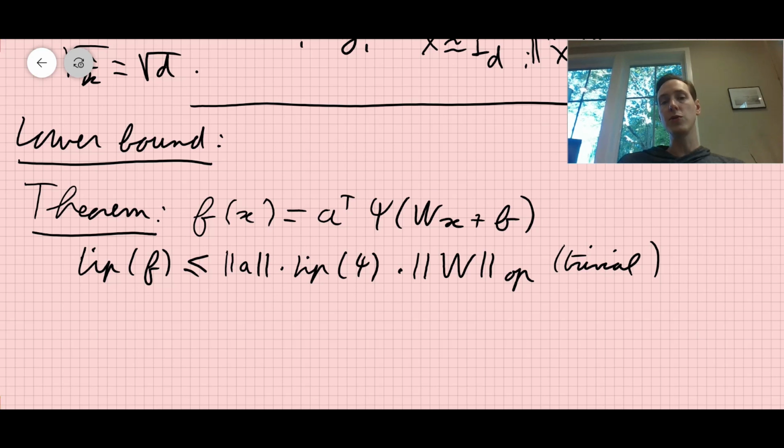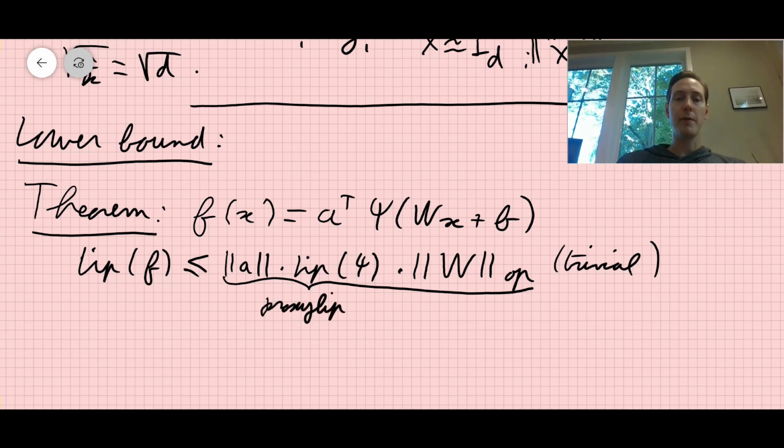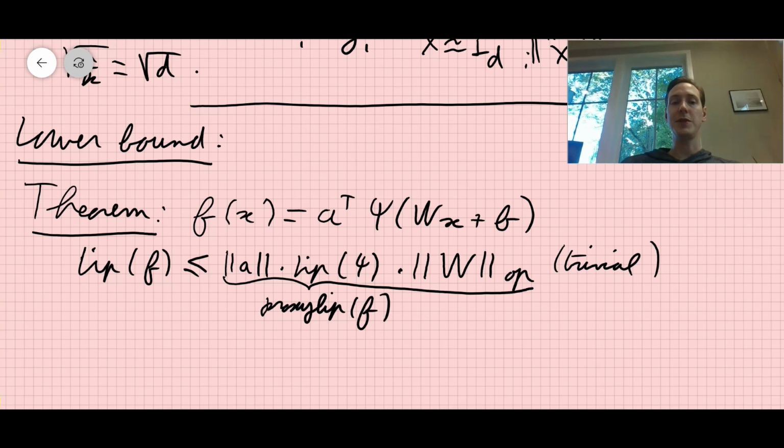Or you can just do f of x minus f of y, which by Cauchy-Schwarz is smaller than the norm of a times the norm of psi of Wx minus psi of Wy. It's upper bounded by the Lipschitz constant of psi times the Lipschitz constant of W times the norm of x minus y. Okay, so this is trivial. And now let's call this the proxy Lip of f, the proxy for the Lipschitz constant.